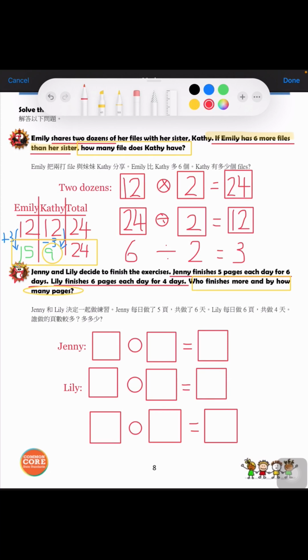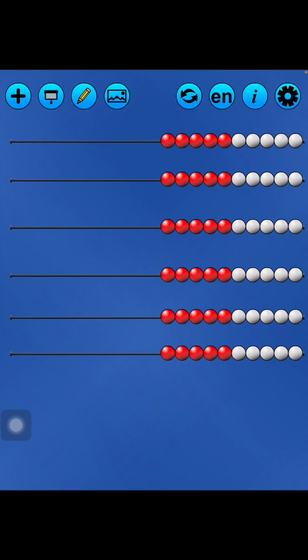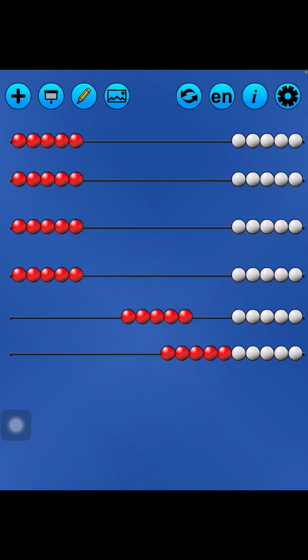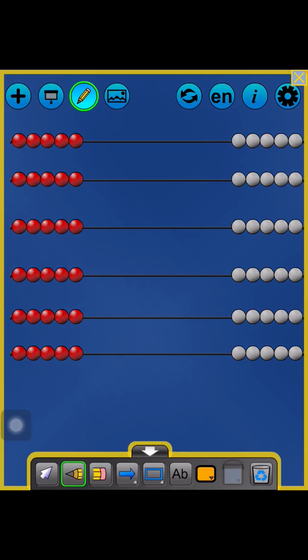First, let's find out how many pages Jenny finished. She finished 5 pages each day, and she did it for 6 days. So we have 5 times 6. Now let's have 6 groups of 5. Now let's count how many beads are there. We may use skip counting by 5. We have 5, 10, 15, 20, 25, and 30. Therefore 5 times 6 equals to 30.